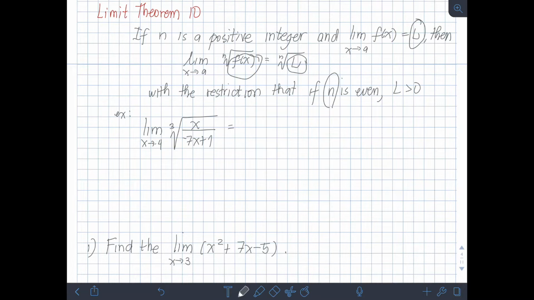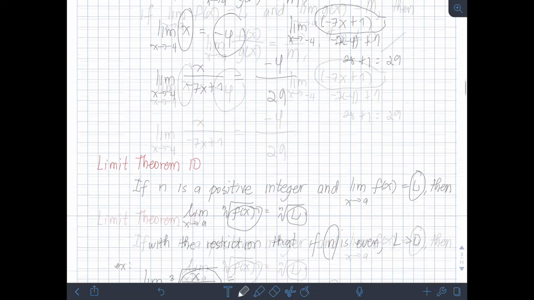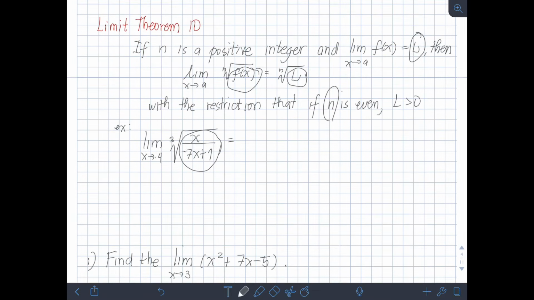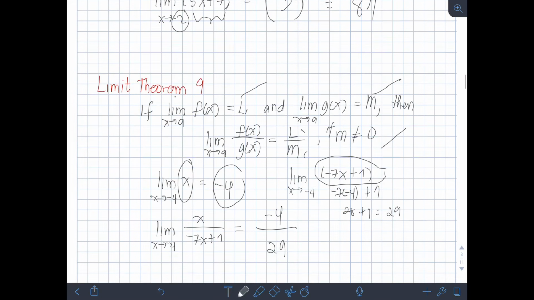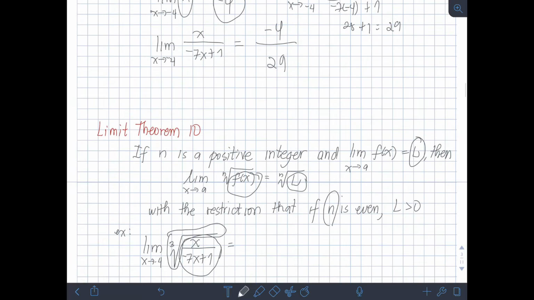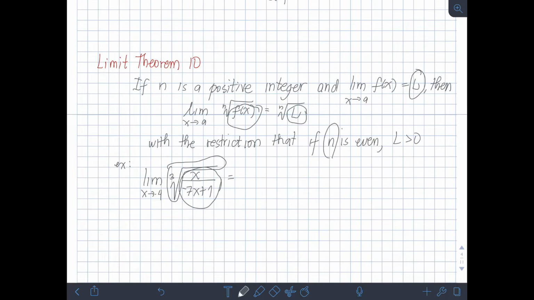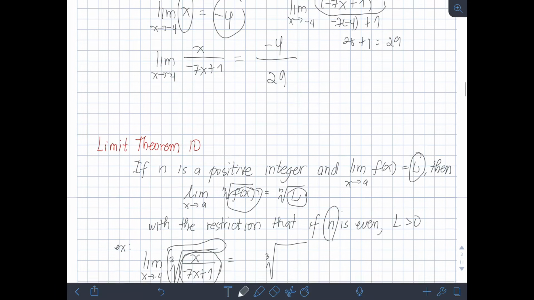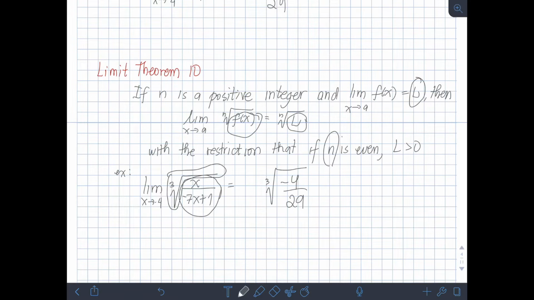Okay? So, therefore, kung meron tayong limit na cube root of x over negative 7x plus 1 as x approaches negative 4, therefore, diba nakuha na natin tong limit natin dun sa division, yung negative 4 over 29? Kapag hinanap natin yung limit nito, kinilubroot natin itong original function natin dito sa example natin sa limit theorem 9 na x over negative 7x plus 1. Therefore, yung magiging sagot natin dito sa limit ay i-cube root lang din natin yung nakuha nating sagot dun sa limit na negative 4 over 29. Okay? So, ito yung answer natin.